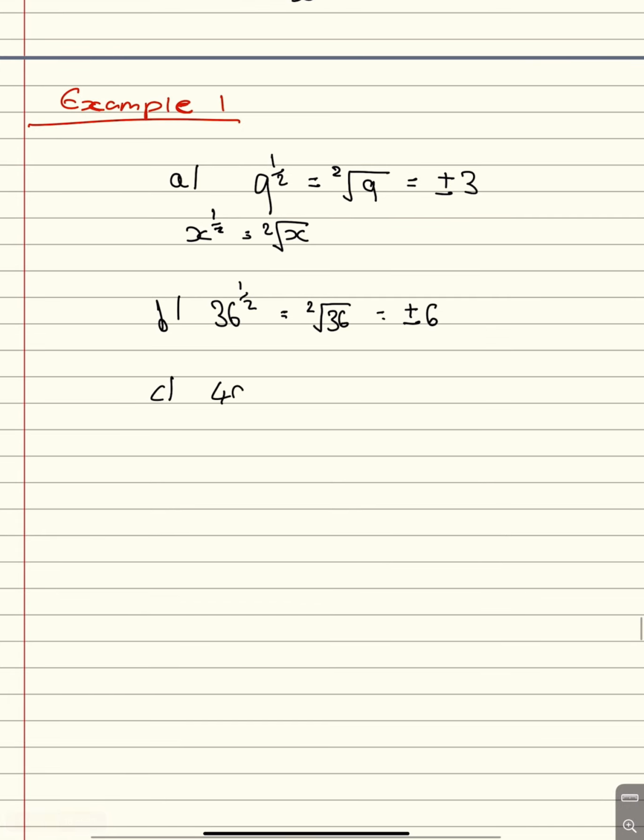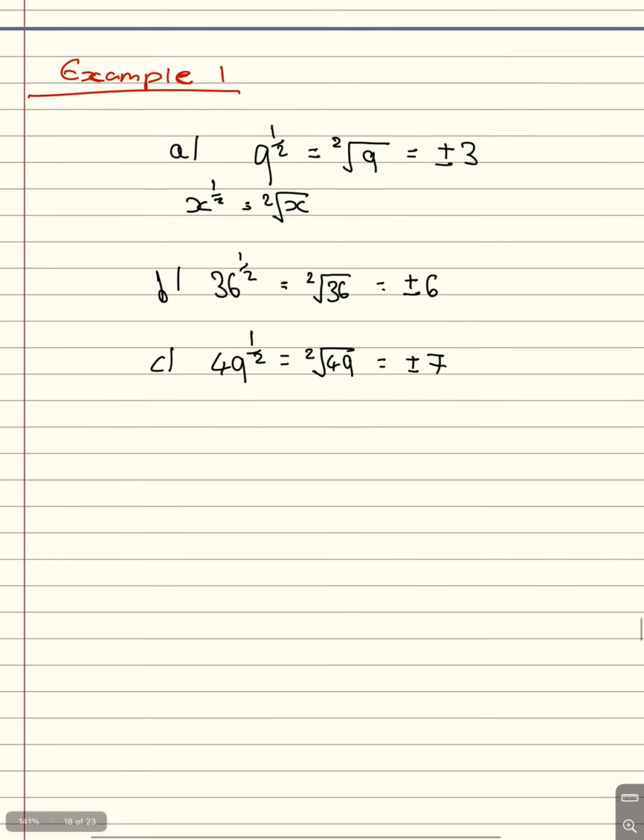Okay, part C now. You have 49 to the power of a half. You have a go at this, pause the video, have a go, press play when you're ready. Okay, 49 to the power of a half, you should take the square root, so the square root of 49, because the denominator is 2, and this is equal to plus or minus 7.